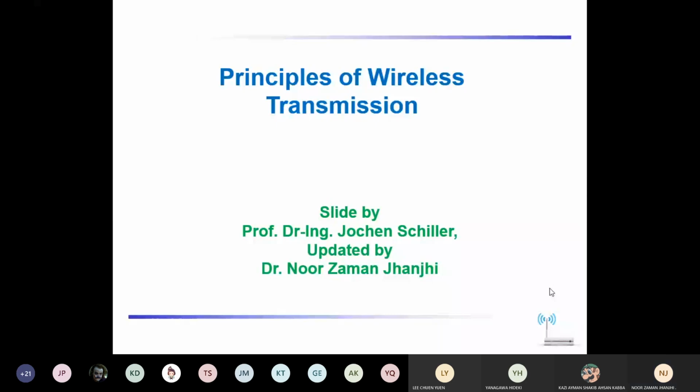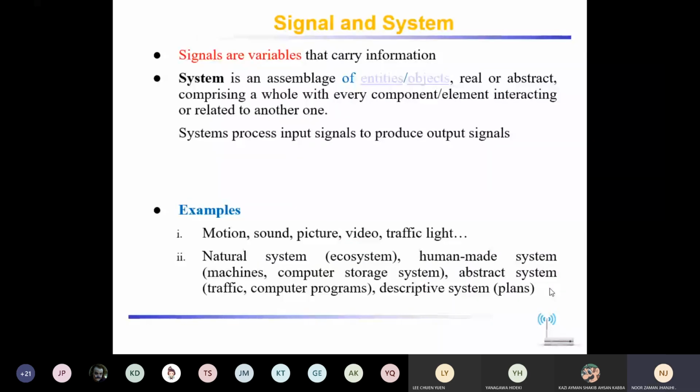Going ahead, which means provisions. So for that, we need to discuss first what actually the signal and system are. Because when we talk about the principle of wireless transmission, everything is considered to be a signal. And then we need to say what the system is.